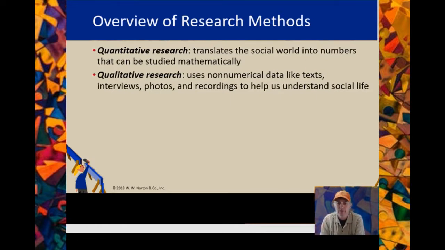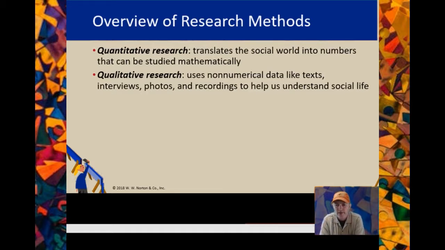So, the major difference in methods, the way we think about methods in the social sciences, is the difference between quantitative research and qualitative research. Quantitative research translates the social world into numbers that can be studied mathematically. It's the foundation of statistics. And qualitative research uses non-numerical data like texts, interviews, photos, and recordings to help us understand social life.